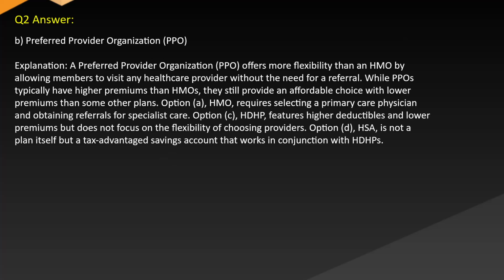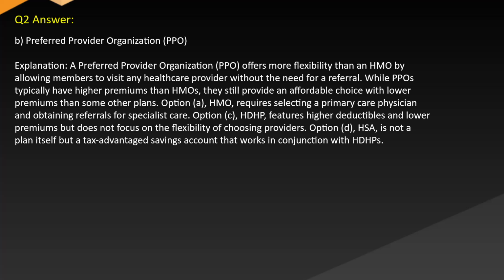Answer: B. Preferred provider organization (PPO). Explanation: A preferred provider organization (PPO) offers more flexibility than an HMO by allowing members to visit any healthcare provider without the need for a referral. While PPOs typically have higher premiums than HMOs, they still provide an affordable choice with lower premiums than some other plans. Option A, HMO, requires selecting a primary care physician and obtaining referrals for specialist care.